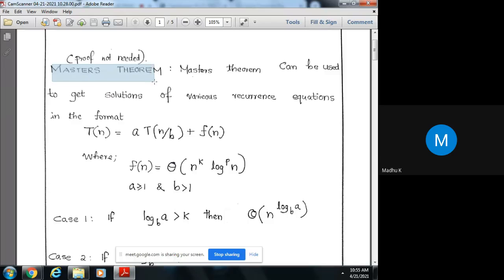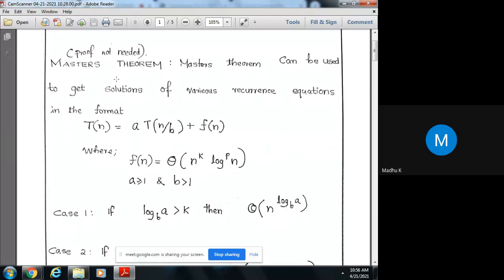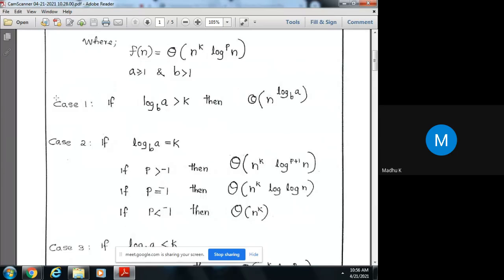So master theorem is basically simple for solving recurrence equations, because we don't want to study the proof. Proof is difficult, but in the KTU syllabus you don't want to study the proof. Okay, so now we are going to study case 1. So what is case 1?